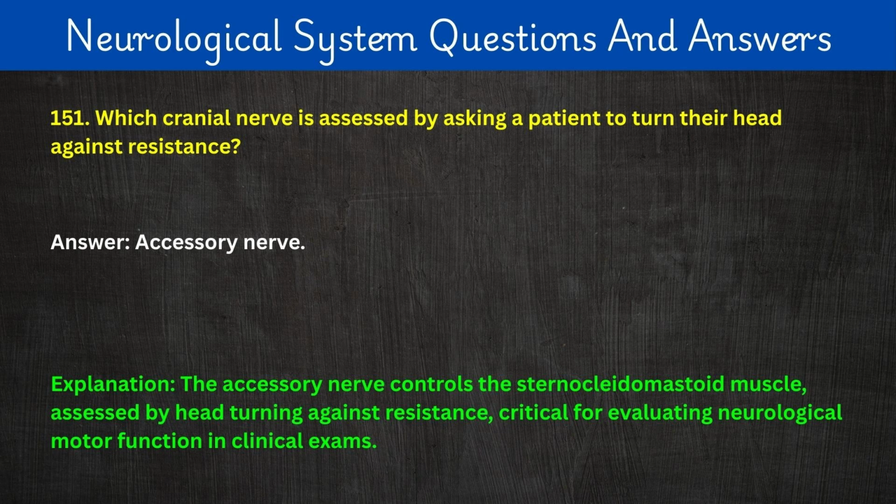151. Which cranial nerve is assessed by asking a patient to turn their head against resistance? Answer: accessory nerve. Explanation: the accessory nerve controls the sternocleidomastoid muscle, assessed by head turning against resistance, critical for evaluating neurological motor function in clinical exams.